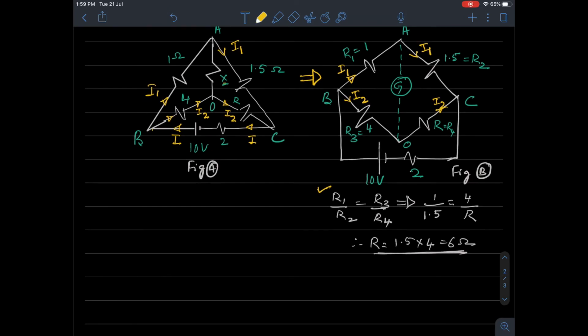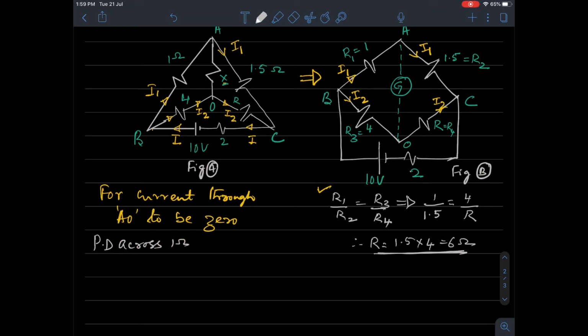In other words, if the potential difference across A and B is equal to the potential drop across B and O, then A and O are at the same potential and there is no current between the two. What I mean to say is, for the current through A and O to be 0, this is given, right? For this to be 0, the potential difference across 1 ohm should be equal to the potential difference across 4 ohms.